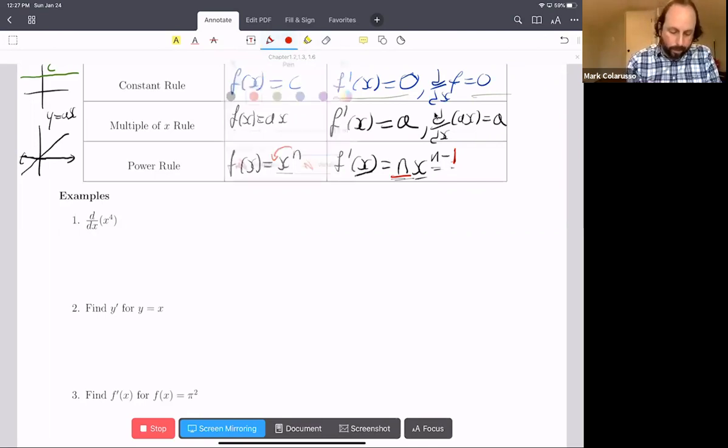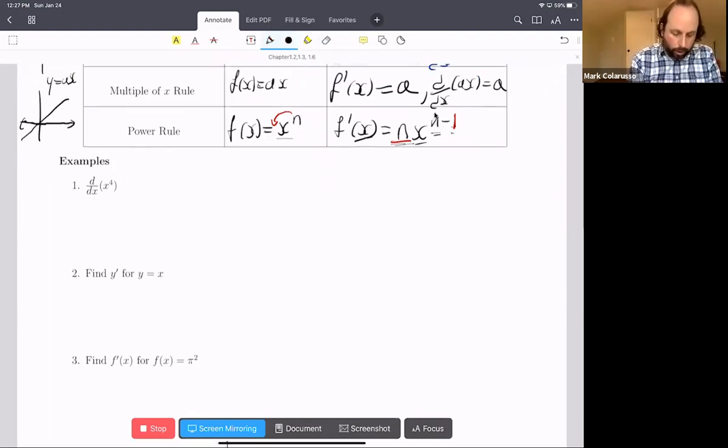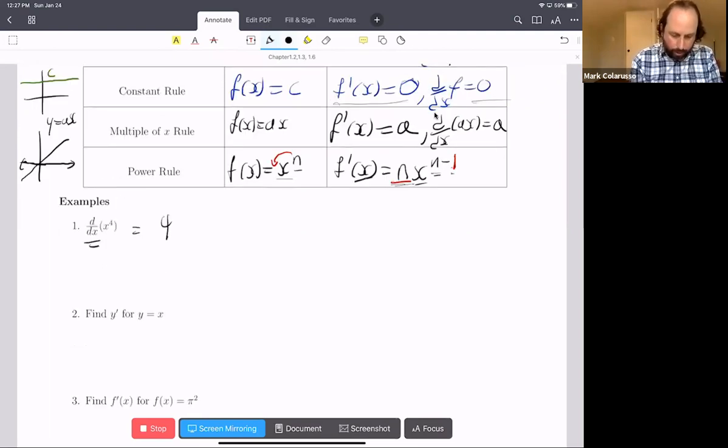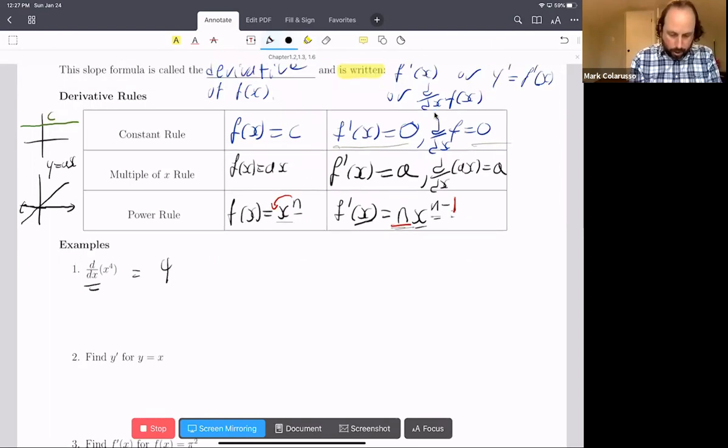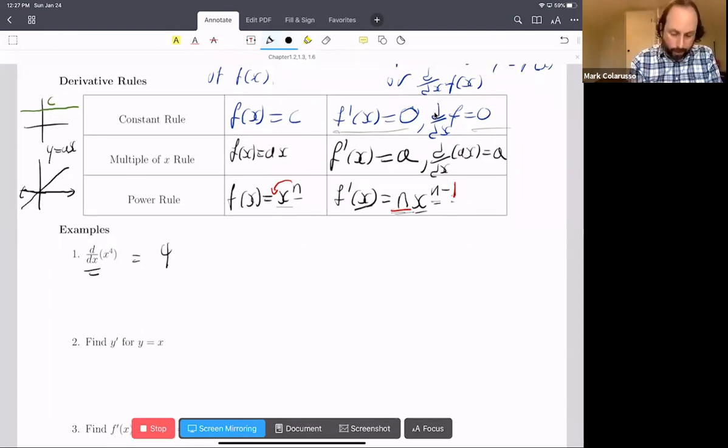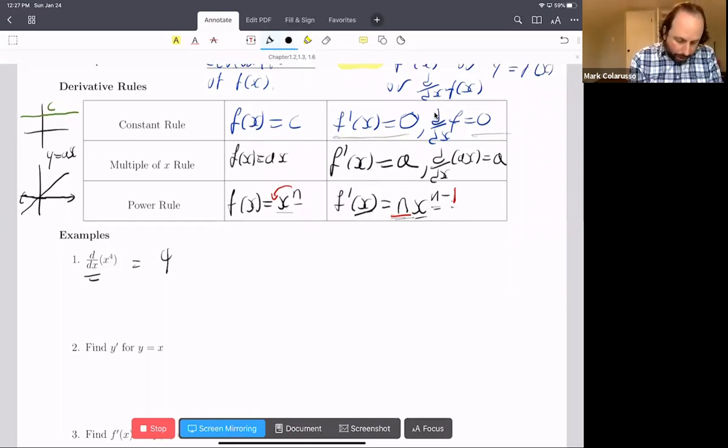Okay, so let's do an example. x to the 4th. What does this mean? Now the n is 4, so I take the derivative. d/dx is the same notation as the prime; I just didn't have room to write it. So 4 comes down, you put the 4 in front of the x, and you drop the exponent on the x by 1. It's just purely mechanical. So that's 4x cubed.